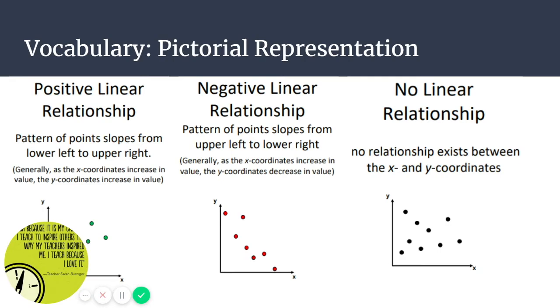The pictorial representations that were shared with you yesterday are also shared with you again today. When it's a positive linear relationship, the x-coordinate and the y-coordinate are both increasing, giving you a positive linear relationship. When your x-coordinate is increasing but your y-coordinate is decreasing, giving you a downward trend, that is considered a negative linear relationship. When there is no direct correlation between the x and y coordinates, that is considered no correlation, therefore no linear relationship.